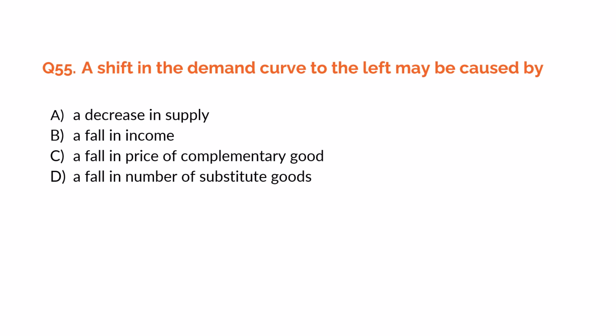Move to another question. The shift in demand curve to the left may be caused by a decrease in supply, no. A fall in income. Considering the good is a normal good, if the consumer's income falls, then his or her demand for that particular good will also decrease and the demand curve shifts to the left. That's all for the day.